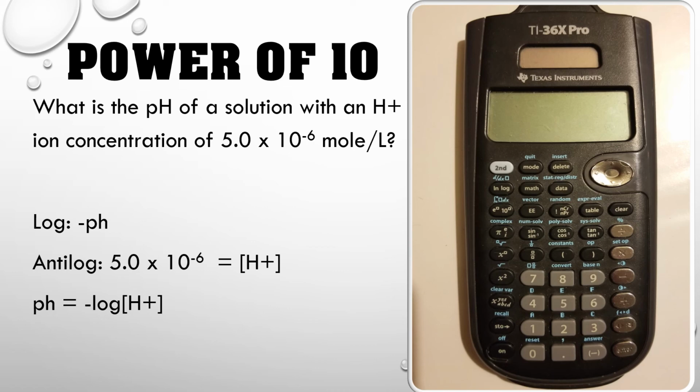Here's another one. What is the pH of a solution with a hydrogen ion concentration of 5 times 10 to the negative 6 mole? So the log is negative pH. The anti-log, or the hydrogen concentration, is 5.0 times 10 to the negative 6. In order to find the pH, we need to take the negative log of the hydrogen concentration, which is this. So pH equals negative log.